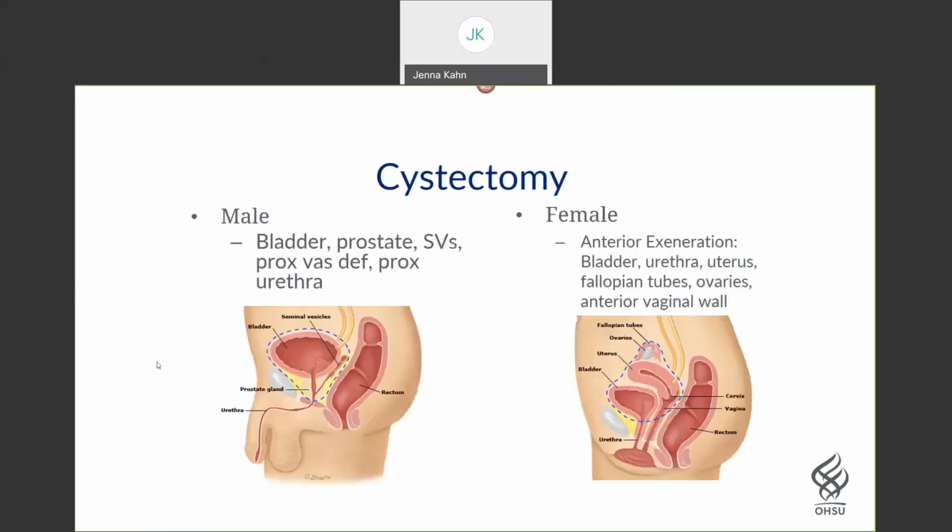Cystectomy, as I said previously, in males, they take the bladder, prostate, seminal vesicles, the proximal vas deferens, and the proximal urethra. You can see that with this blue line. And in females, it's an anterior exenteration, so they take the bladder, the urethra, uterus, fallopian tubes, ovaries, and anterior vaginal wall.